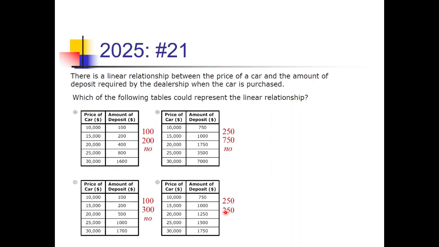And then in this last one, just to double check, 750 to 1,000 is 250. It's another 250 to 1250, another 250 to get to 1500, and 250 to get that last increment accomplished as well. So this is a yes. So then choice D is our linear relationship.